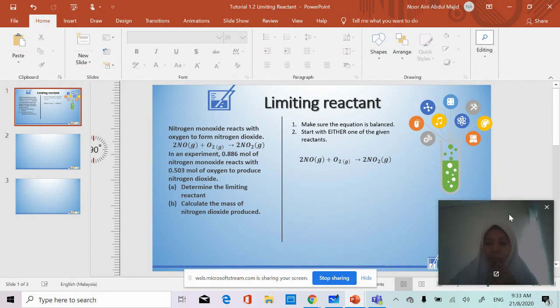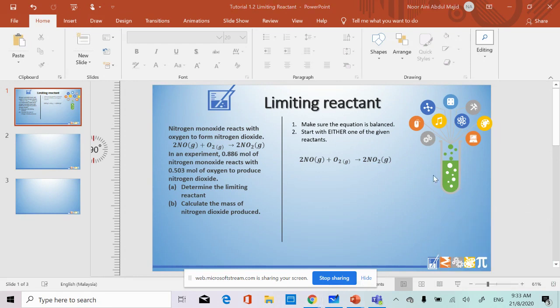Today we'll proceed with the concept of limiting reactant. I'm referring to the past question given in your booklet. You can refer to question number 1C. Let's have a look at the question, and maybe this can help you understand the concept of limiting reactant. Now read the question.